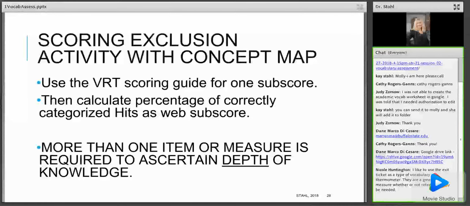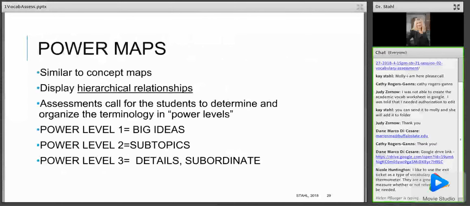And again, there are multiple ways. There's more than one way to score the exclusion activity. You can use the VRT scoring guide for one subscore and then calculate the percentage of correctly categorized hits, all right, as a web subscore. But again, we're doing a couple different things here. Do you see how this test is multidimensional? And more than one item or measure is required to ascertain depth of knowledge. And so we're going to have to do a little more than even just that. But now we've had them say yes, it's related to the unit, and we're going to categorize it.